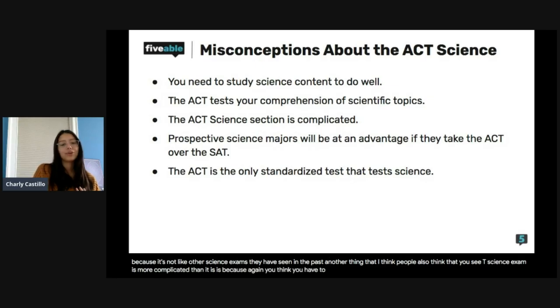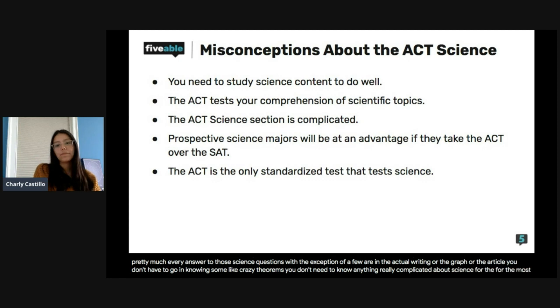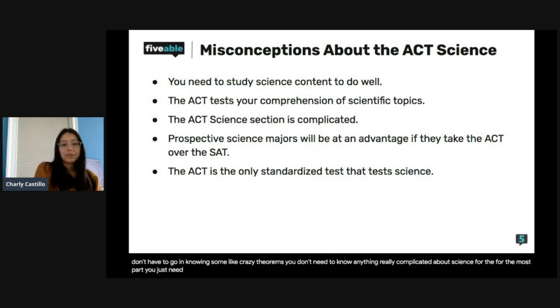Another thing is that people think the ACT Science exam is more complicated than it is because, again, you think you have to know all that science knowledge. And a lot of people don't know that pretty much every answer to those science questions, with the exception of a few, are in the actual writing or the graph or the article. You don't have to go in knowing some crazy theorems. You don't need to know anything really complicated about science for the most part. You just need to be able to read an article and take out the most important information from that and the most important information from the graphs.